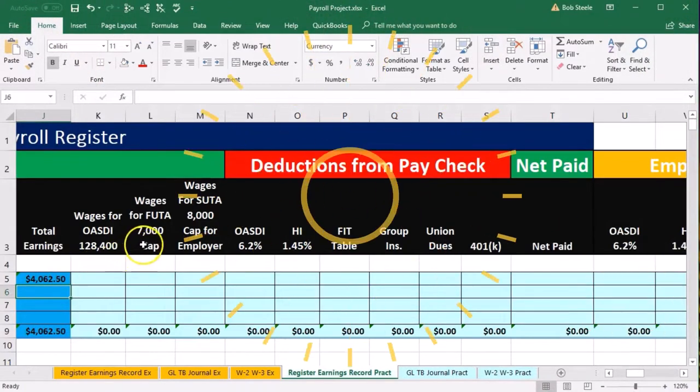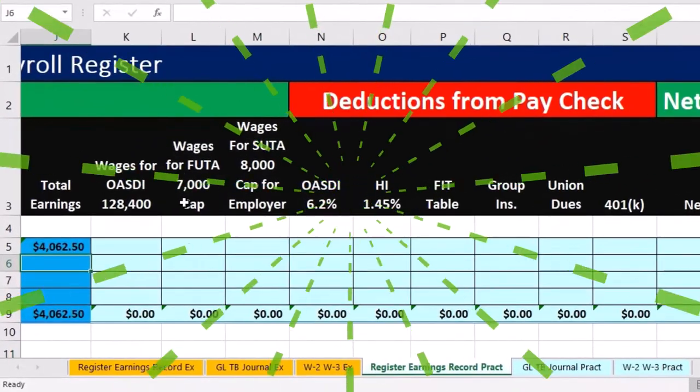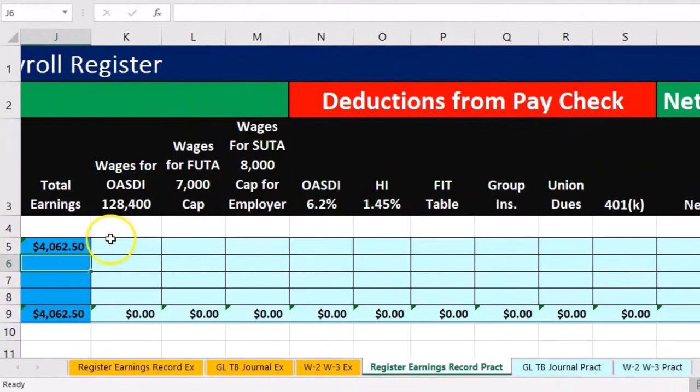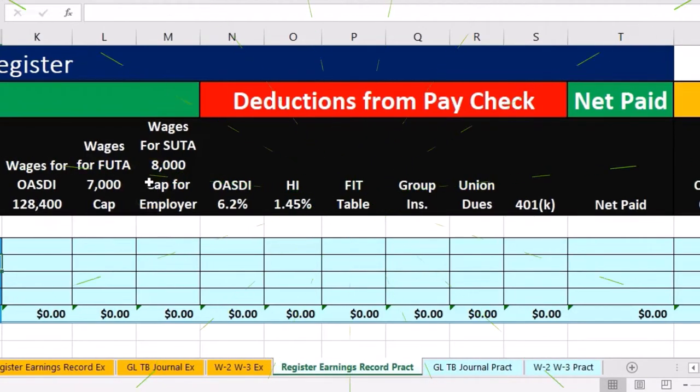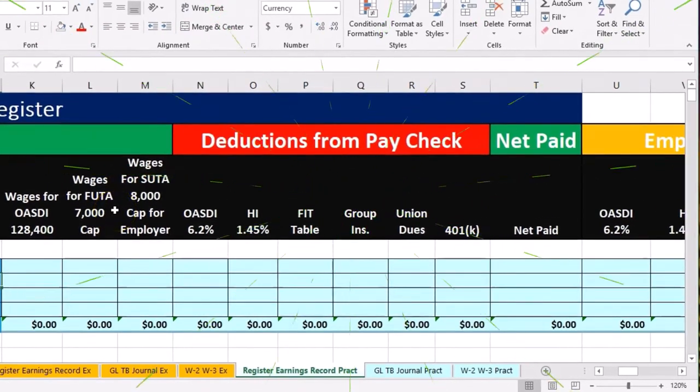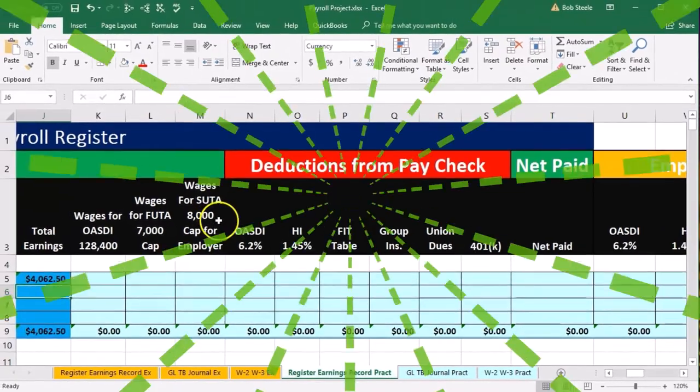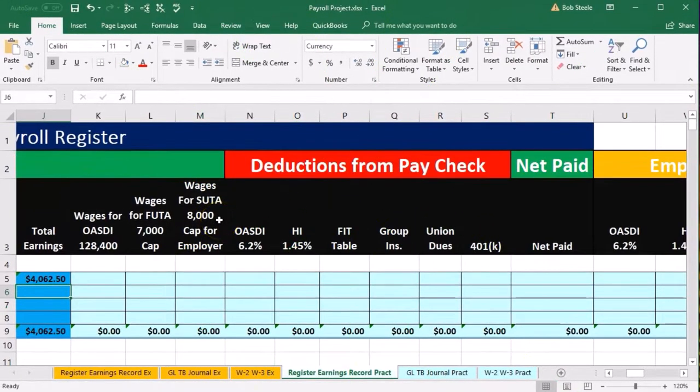But the FUTA has a cap of 7,000. So after they hit 7,000, we don't calculate FUTA anymore. So these numbers will change, not this pay period, but next pay period. SUTA is a state tax. We don't usually use SUTA, as we're not focusing on the state. But SUTA is so closely related to FUTA, the way the terminology of the law is, that we're going to use it here. We're going to have a slightly different cap, 8,000.